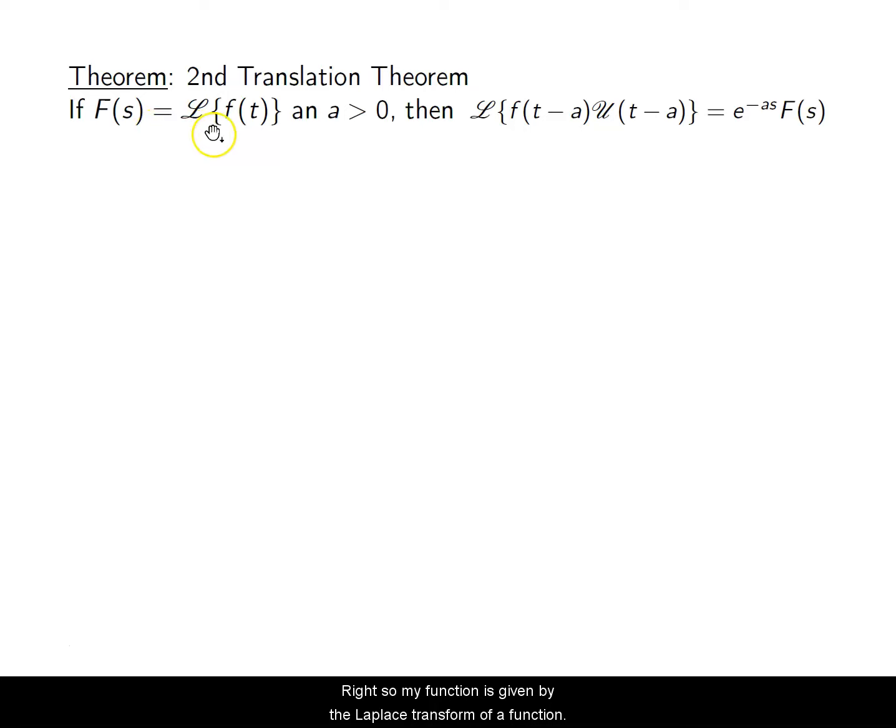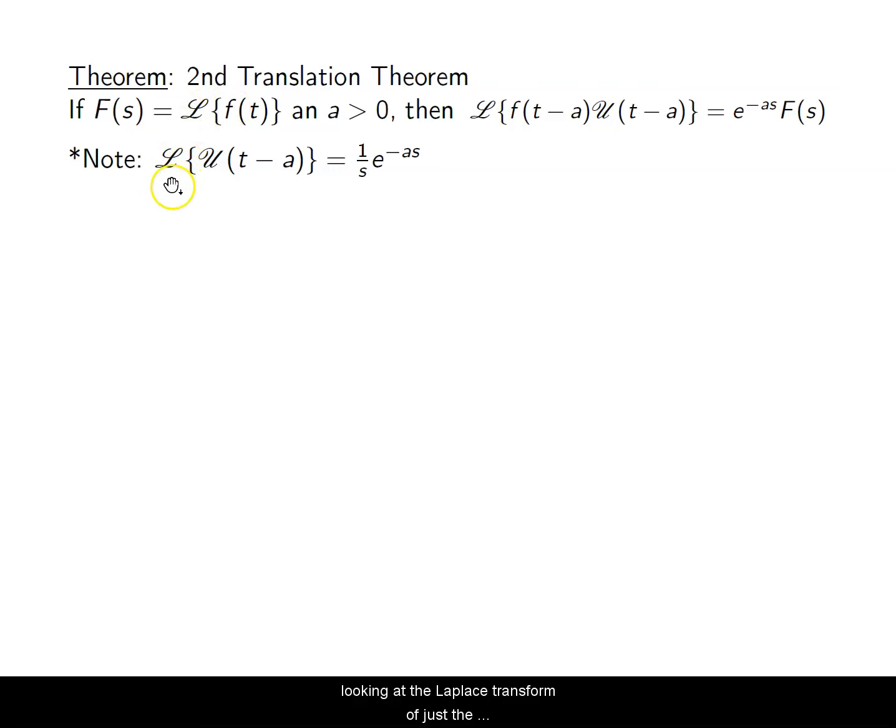So if my function is given by the Laplace transform of a function, a being positive, then the Laplace transform of this form, where I am shifting my function and starting it at a point that coincides with my function, then I have e to the negative as times F(s). Okay, so note that if I'm looking at the Laplace transform of just the Heaviside function, with no function multiplied times it, it's going to be 1 over s e to the negative as.